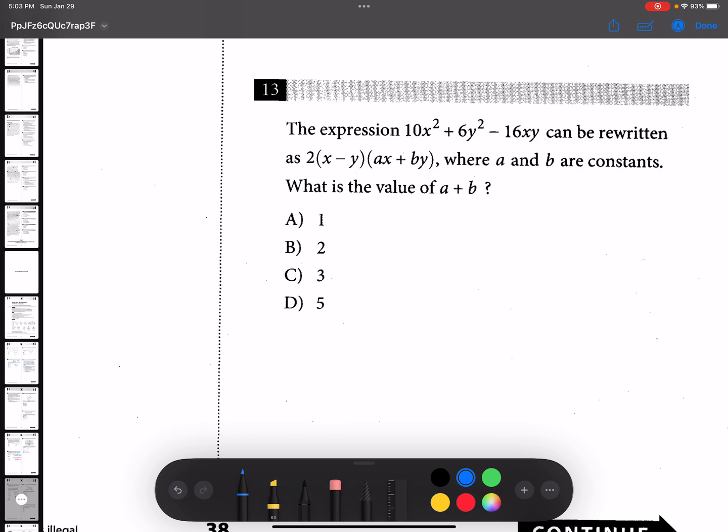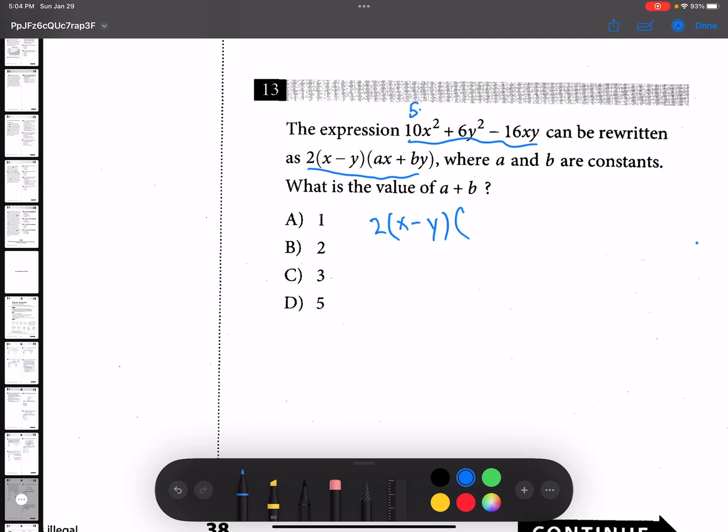The expression 10x squared plus 6y squared minus 16xy can be written as where a and b are constants. What's the value of a plus b? Okay. So this can be written as this. So now we just need to find out what a and b are. So if we have 2x minus y and something here, something and something, and we don't know that yet. Now we do know that we first can divide all this by 2 because after multiplying they multiply 2.